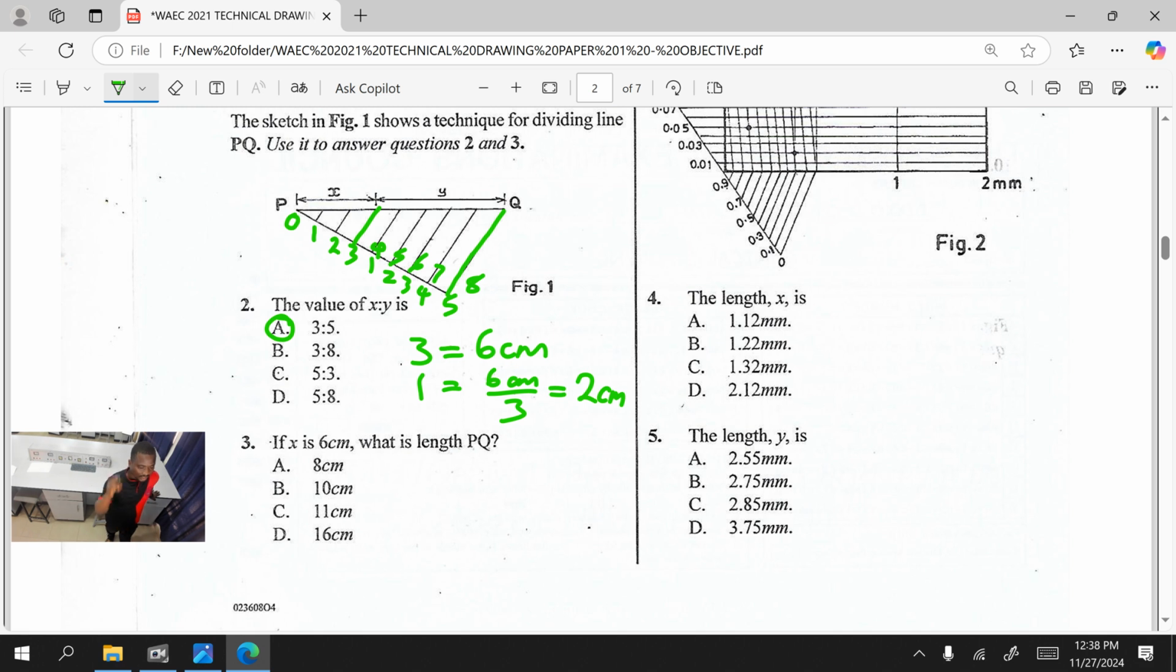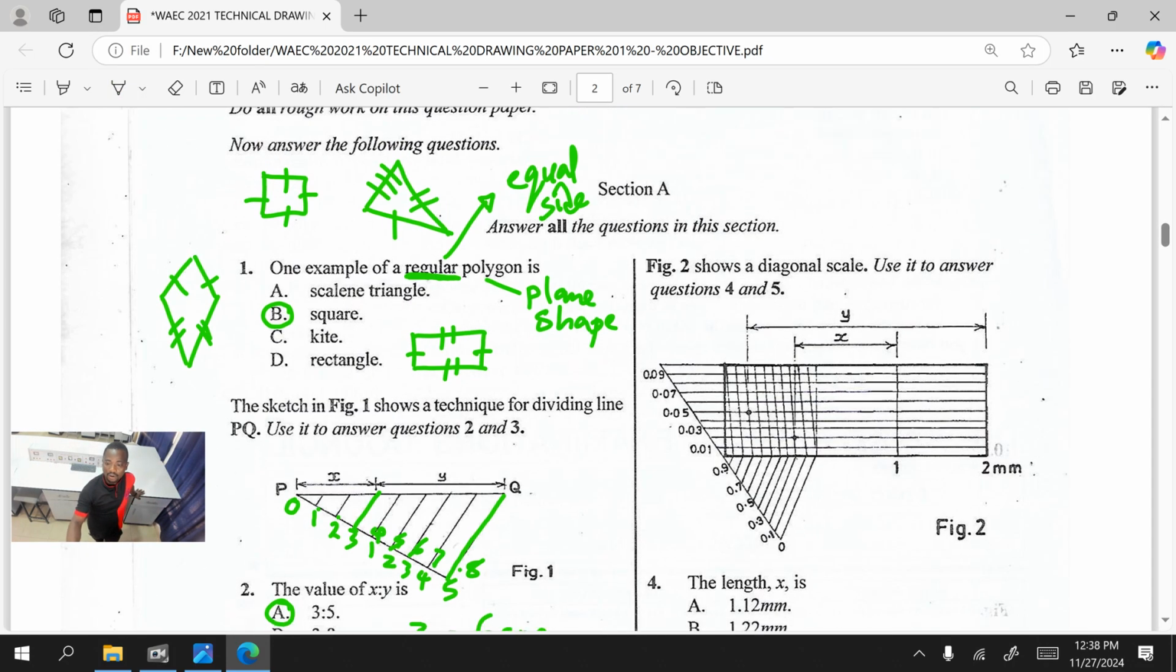So if one division is 2 centimeters, what will be for 8 is just to multiply 2 by 8, or you say 2, 4, 6, 8, 10, 12, 14, 16. So the answer is what? 16 centimeter. That is D. So let's move on. Question 4.